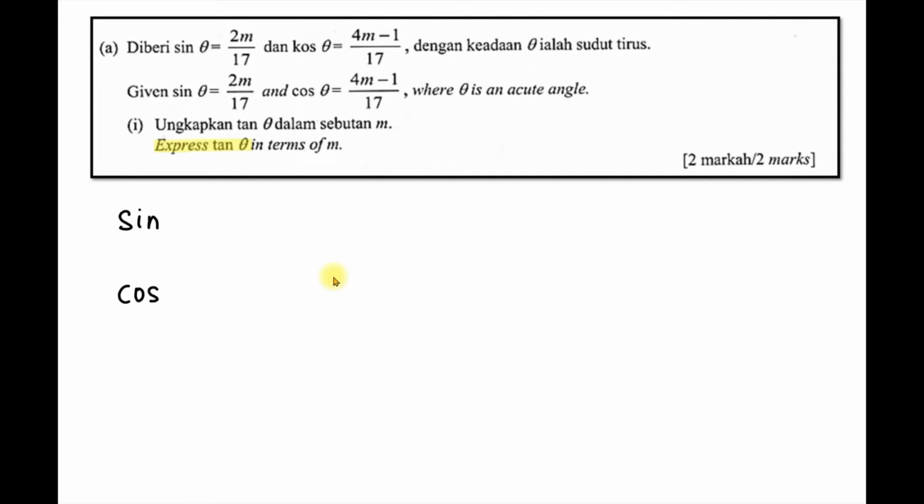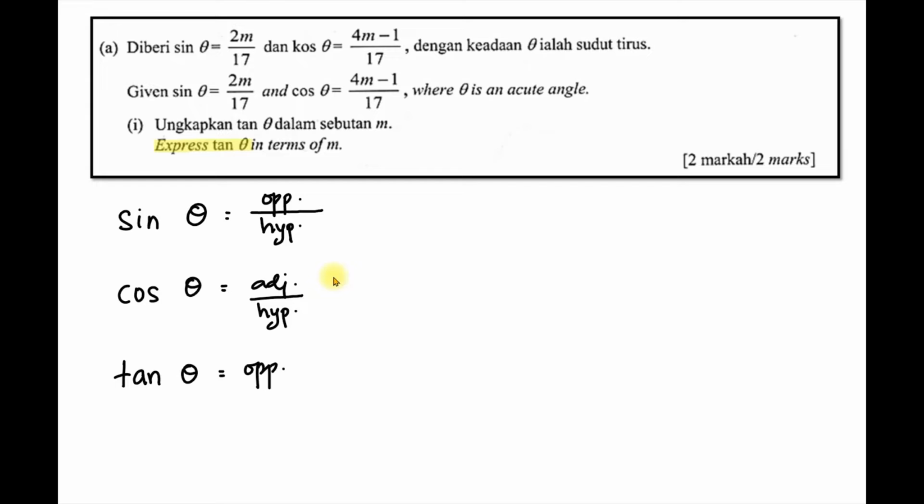cosine and tangent. Now sine theta basically means that the opposite side of a right angle has to be divided with the hypotenuse. Cosine theta, on the other hand, means that the adjacent side of a right angle triangle divides with the hypotenuse. And tangent theta means opposite side of a right angle triangle divides with the adjacent side.